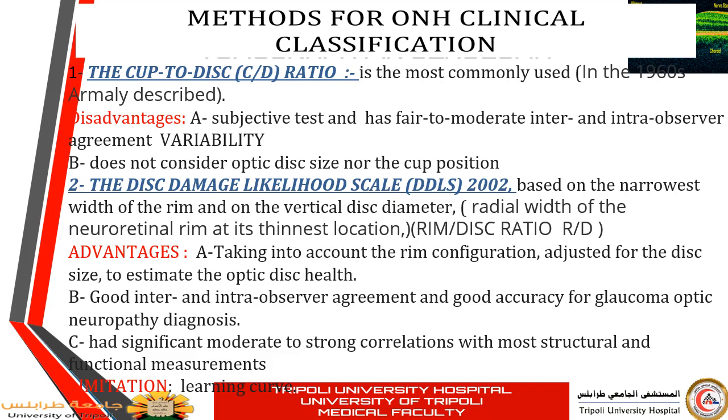As you know, in pre-perimetric glaucoma, the structural changes to the optic disc can happen even before the perimetry becomes abnormal. So examination and applying this scale is also very useful in the early detection of glaucoma.